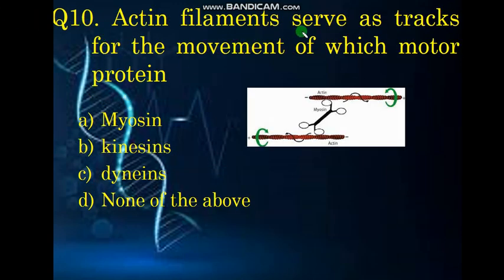Question number 10. Actin filament serves as a track for the movement of which motor protein? Option A, myosin; option B, kinesin; option C, dynein; option D, none of the above. Here the actin filament acts as a track for the movement of the motor protein, that is the myosin motor protein. These two are for microtubules. For these two motor proteins, microtubules act as a track for their movement.